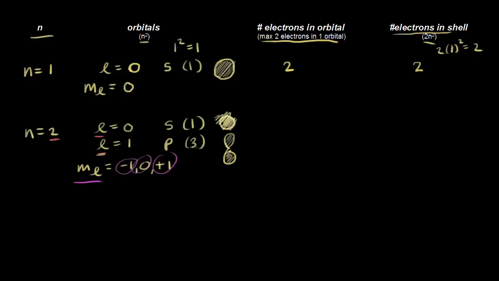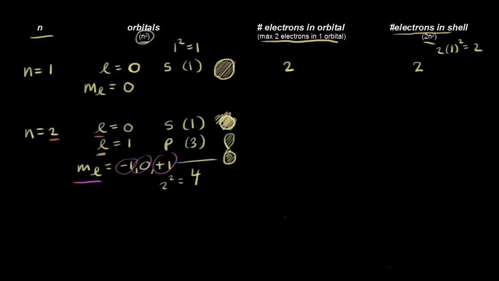So how many orbitals are there in the second energy level? Well, we have 1 s orbital and 3 p orbitals. So 1 plus 3 gives us 4. We could have done this math, right? n squared. So 2 squared is n squared, which gives us 4.